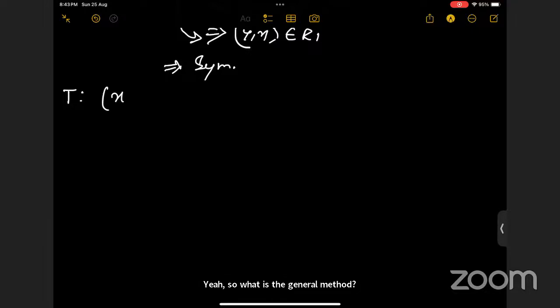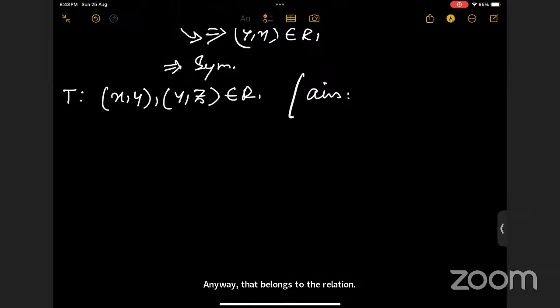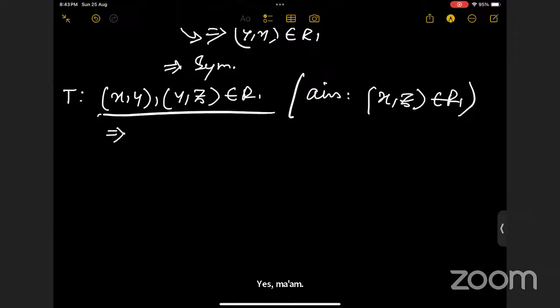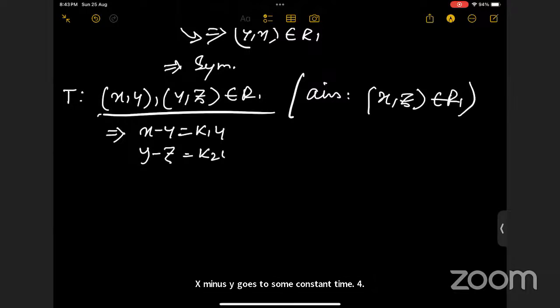We will simply start with our first condition: if (x, y) is an element of R and (y, z) belongs to the relation, right? So our aim is to show that (x, z) will be in the relation. This is our aim, in order to show it is transitive. So from this, what can we imply? x minus y equals some constant times 4, and y minus z equals some constant times 4, right? So we can simply add these two equations.